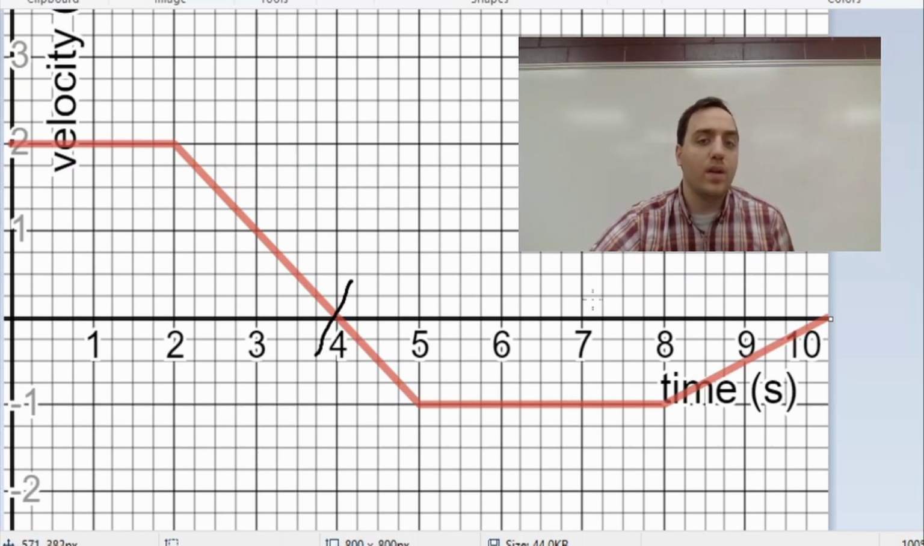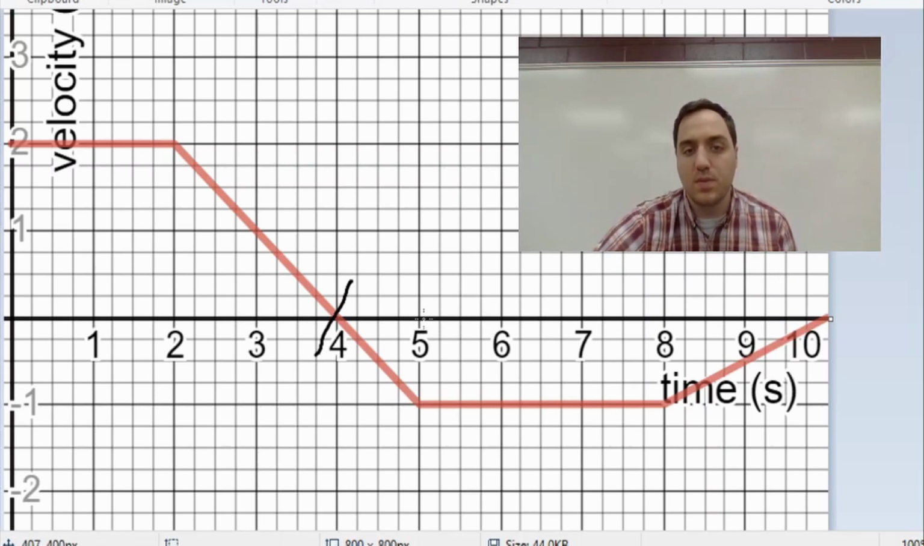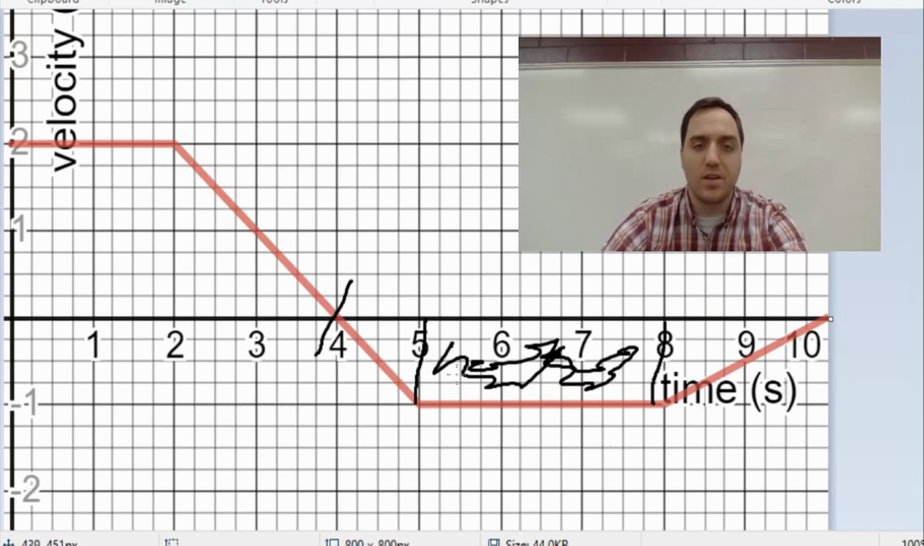So why don't we have you, on your own, find the displacement of, let's just say, between 5 and 8 seconds. Find this area right here, the displacement. Go ahead and give it a try and come back and check your answer after you're done.